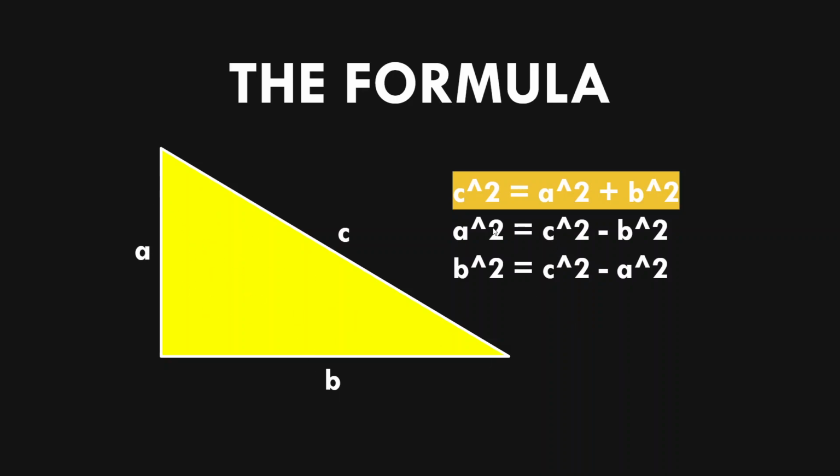And so you can rearrange Pythagoras' theorem to get the values of the other two sides. For example, a squared is equal to c squared minus b squared, or b squared is equal to c squared minus a squared.